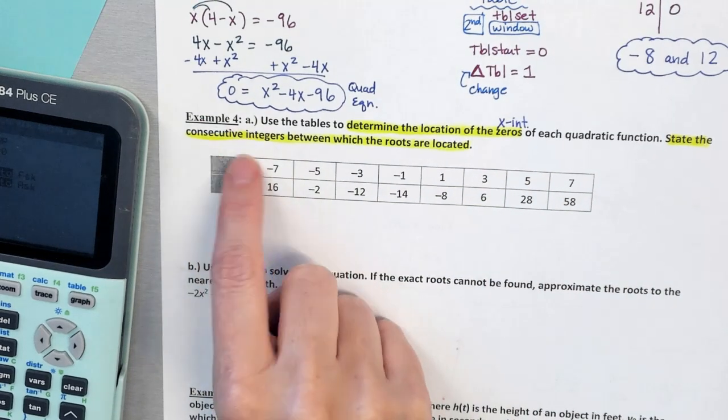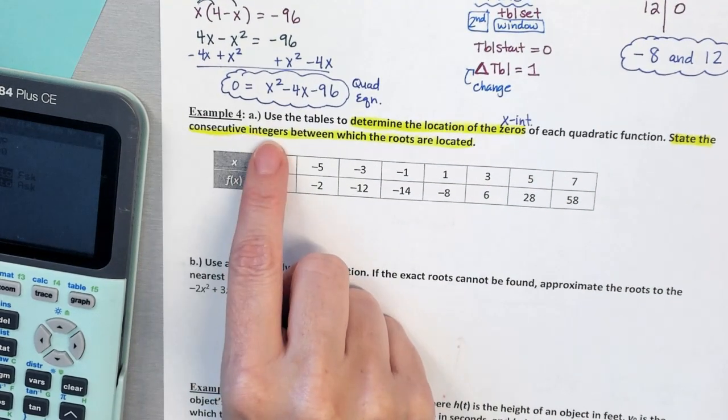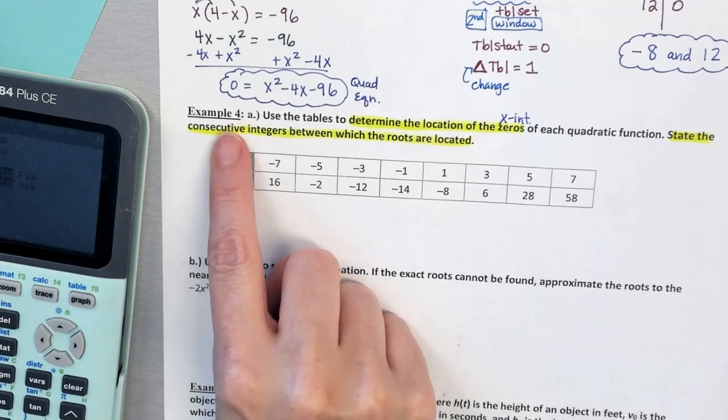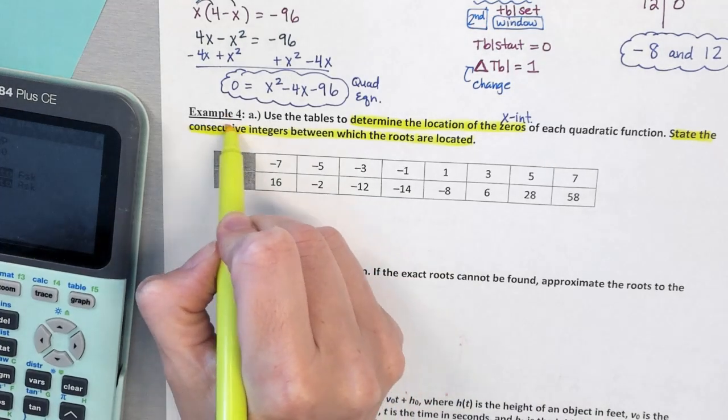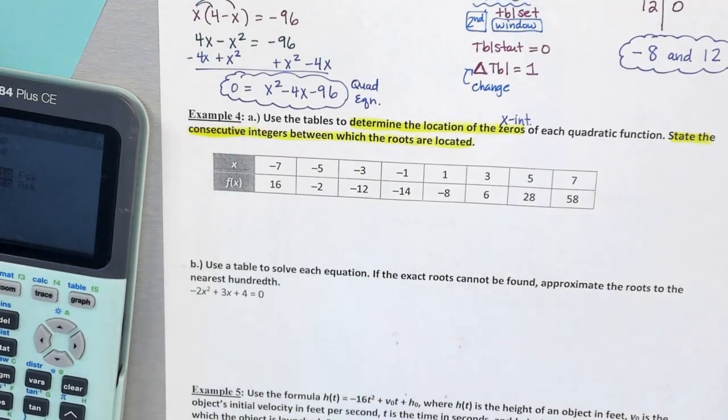There's also some big vocabulary here. The consecutive integers. We just talked about integers are positive and negative whole numbers. If something's consecutive, what does that mean? Yeah, next to each other. Okay, so depending on what the table gives you, they may be a couple of units away, but they are going to be in numerical order.